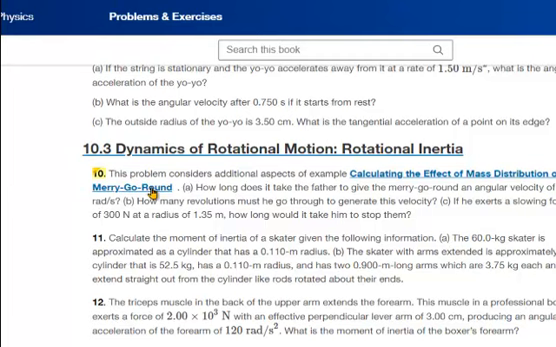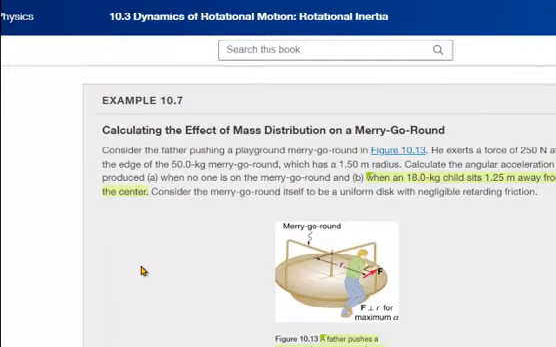So I'm going to go to this one because the numbers are going to be in this one, and there's just a little note here on the side that says Newton's second law, the sum of the torques equals moment of inertia times the angular acceleration. So this is where this one is originally coming from. Let's see, I'm going to click on this one here. And let's see, consider the father pushing a playground merry-go-round. He exerts a force of 250 newtons at the edge of the 50-kilogram merry-go-round, which has 1.5 meters radius.